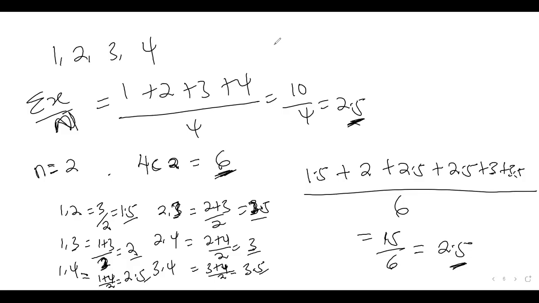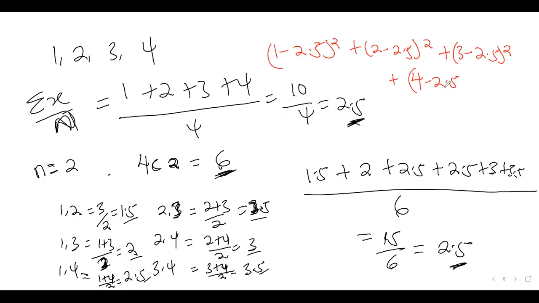The population standard deviation will be 1 minus 2.5 squared, plus 2 minus 2.5 squared, plus 3 minus 2.5 squared, plus 4 minus 2.5 squared, all over n. So it's 4 over 4. When you compute the population standard deviation, the numerator will give us 5 over the denominator, which is 4, and that will be 1.25.